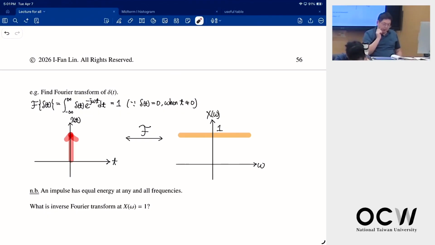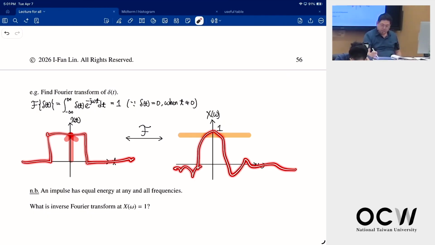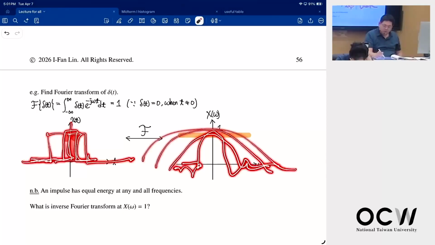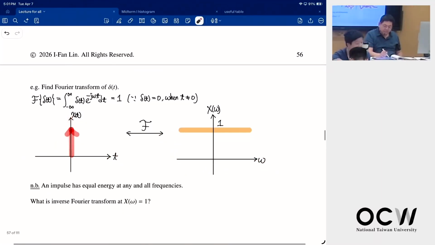what do we learn from here? Remember that the Fourier transform of a rectangular pulse is a sinc function, right? If it is narrow, and narrow, and narrow, what happened? If it is going narrow, then this will be wider, wider, wider. And finally, if I have a spike, then in frequency domain, I have just all magnitude 1. So an impulse has equal energy at any frequencies.